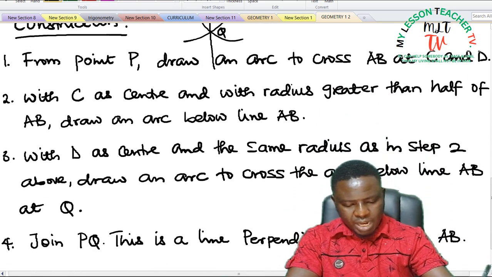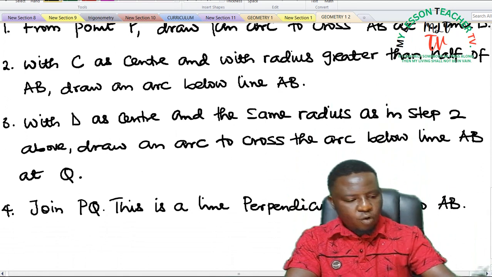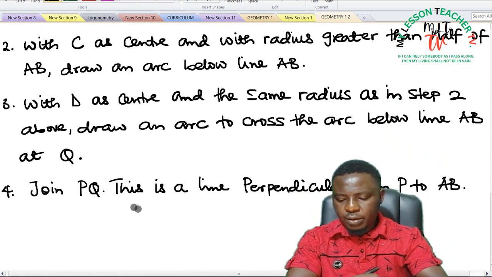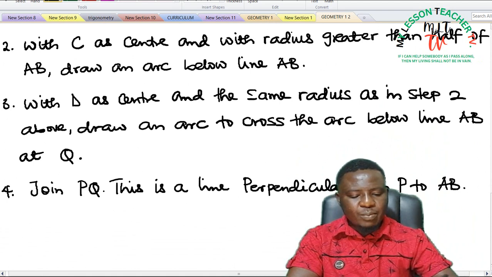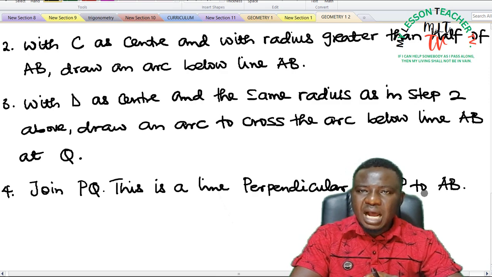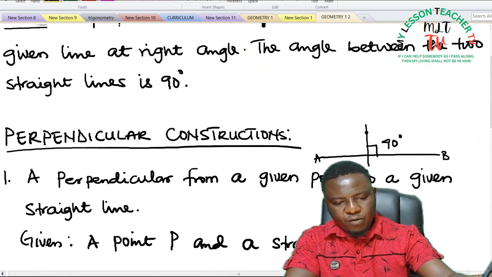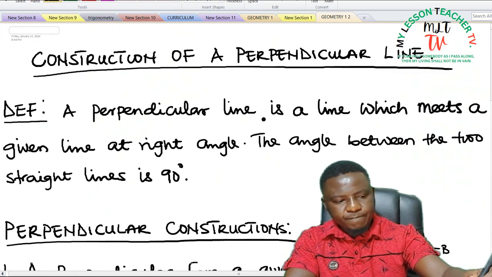So that is what we are asked to do. Step 4 says join PQ, and this is a line perpendicular from P to AB. So this is how you can construct a perpendicular line using a pair of compasses only.